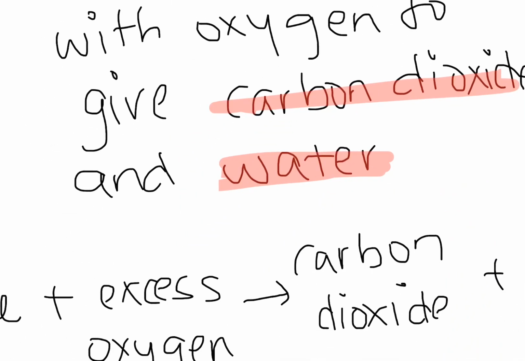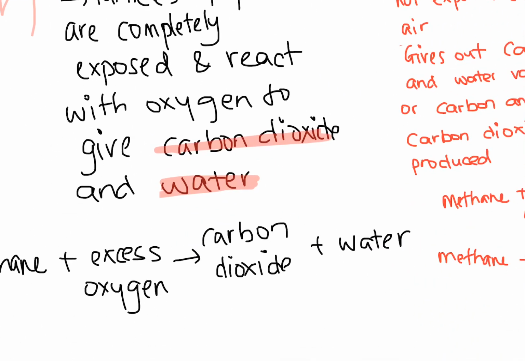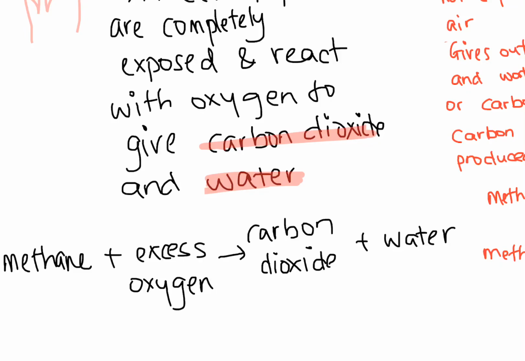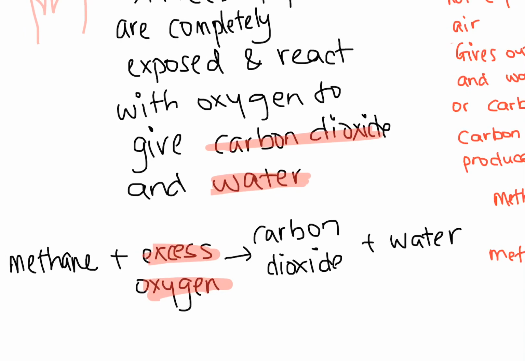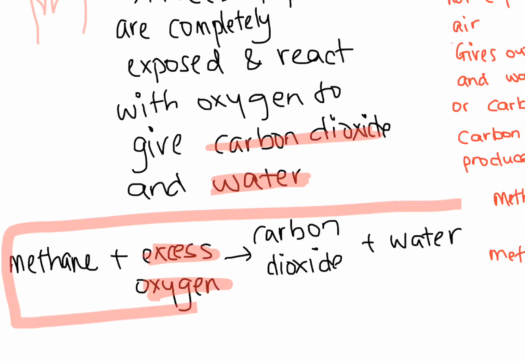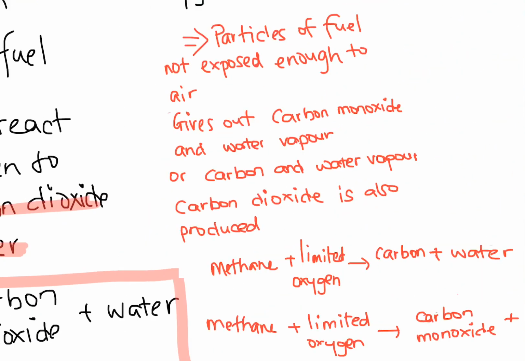So, for example, methane reacting in excess oxygen. When there is excess oxygen, it means that there is complete combustion, which means it's going to give out carbon dioxide and water as the only products. So any fuel that burns in excess oxygen will undergo complete combustion and will give out carbon dioxide and water, whatever the fuel is. Okay?